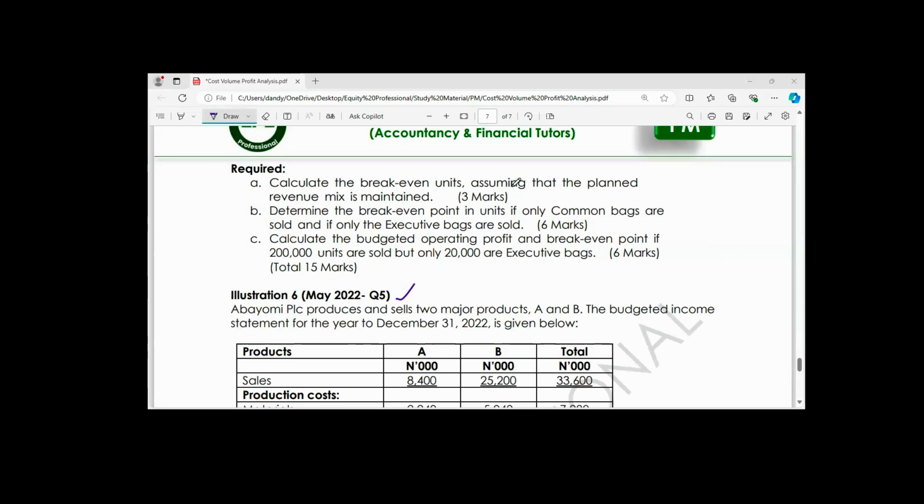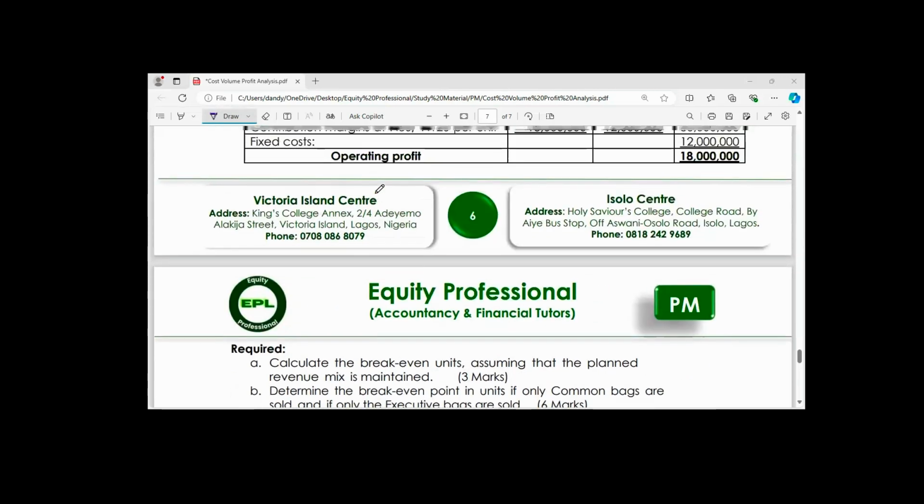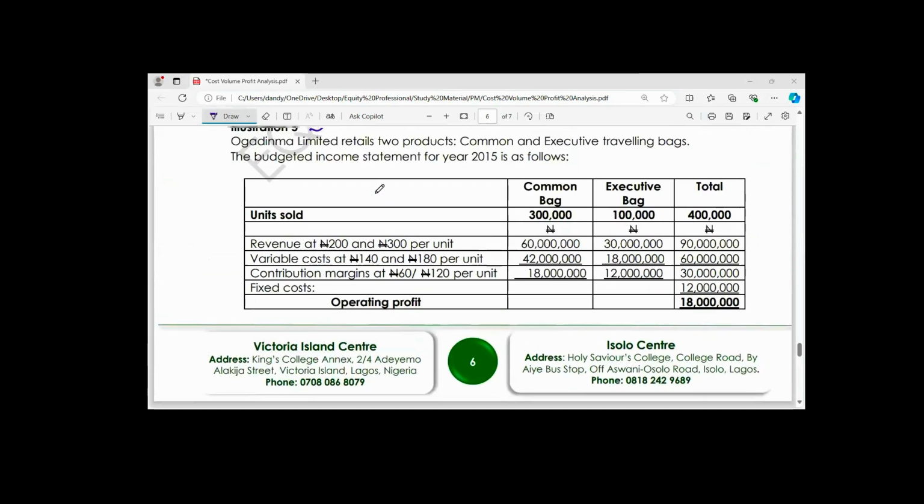Thank you very much, Amara. So that is the question. In the A requirements, you have to calculate break-even points in units, assuming that the planned revenue mix is maintained. When you look at this company, Ogadinma, you will notice that Ogadinma produces two products, common bag and executive bag. So in that case, this is a multi-product organization.